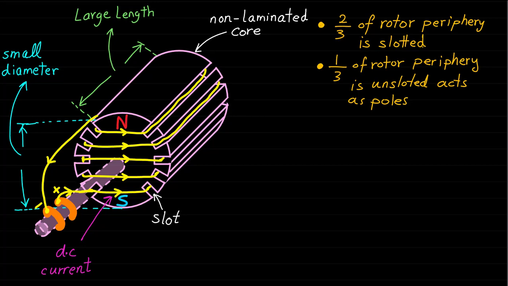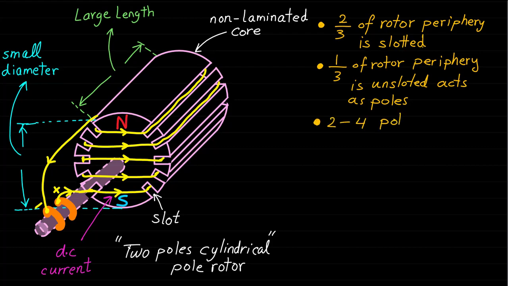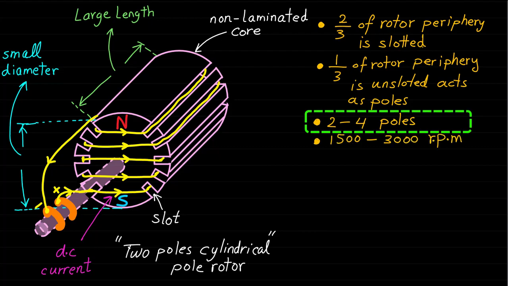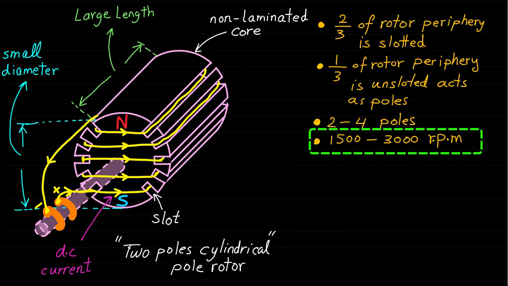The rotor and its field winding in this figure represent a 2-pole cylindrical pole rotor. Practical machines of this type of rotor usually consist of 2 to 4 poles, and the speed varies between 1500 revolutions per minute to 3000 revolutions per minute. The direction of the DC current determines the direction of the rotor magnetic field and therefore the rotor poles. By varying the magnitude of the DC excitation current, we can vary the strength of the magnetic field.